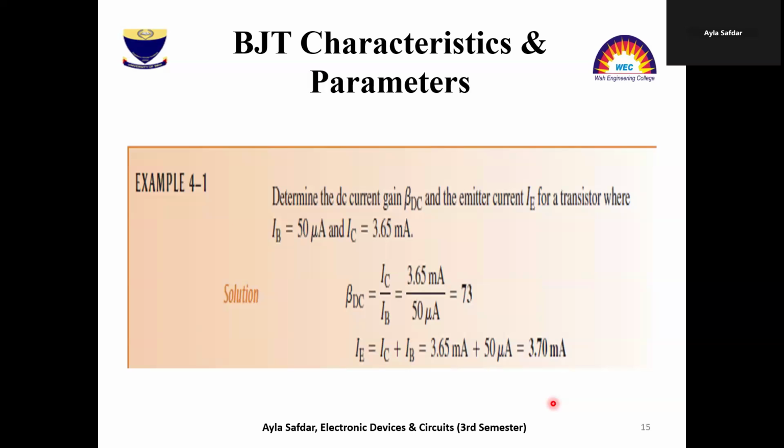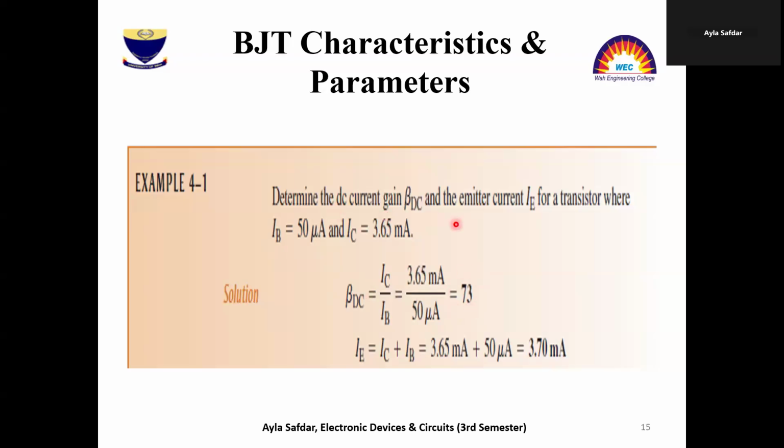Okay, the last example that we will be covering in this lecture is that you need to determine the DC current gain. You should know that DC current gain is the most important parameter, which is beta DC, and the emitter current for a transistor, and you know the IB and IC. Before starting any problem, you should write down the formulas. As we have known, beta DC is simply a ratio of IC over IB, right? So you know IC is 3.65 milliamperes, and you have been given IB, which is 50 microamperes. When you take the ratio, the value will be 73. So the DC current gain beta DC is 73.